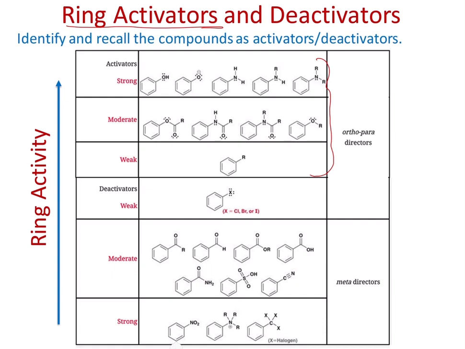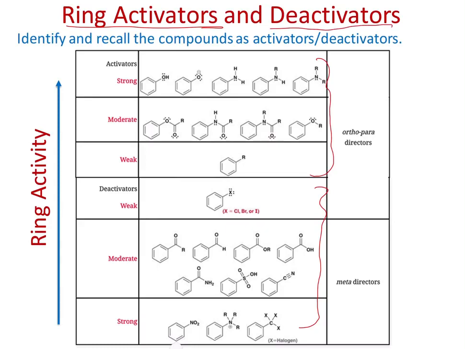Okay, we're also going to look at the electron withdrawing groups. So in an electrophilic aromatic substitution, these groups actually withdraw the electrons from the ring, making it less nucleophilic. So they make it deactivated.